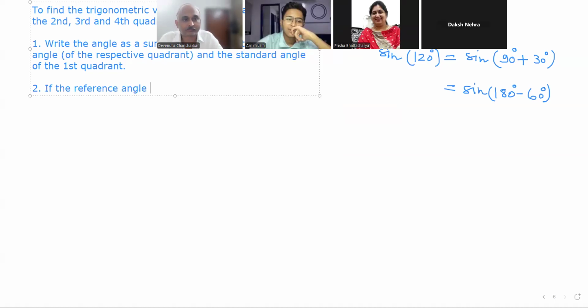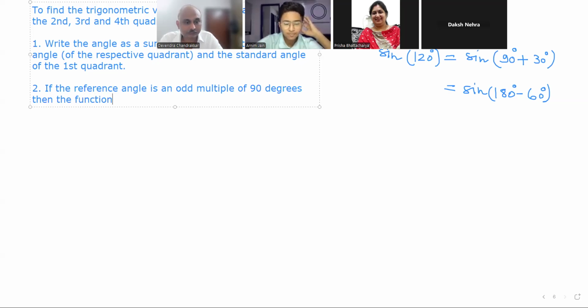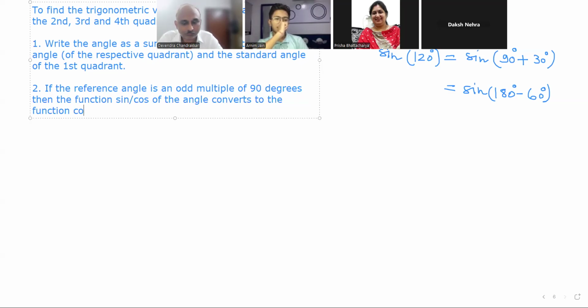If the reference angle is an odd multiple of 90 degrees, then the function sine or cos of the angle converts to the function cos or sine of the standard angle.